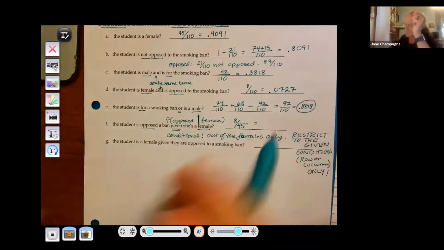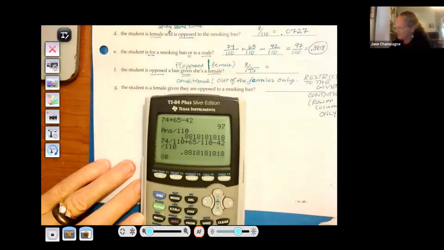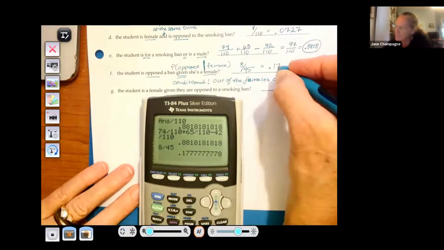Anyway, 8 out of 45. 0.177 repeating, which rounds to 0.1778.